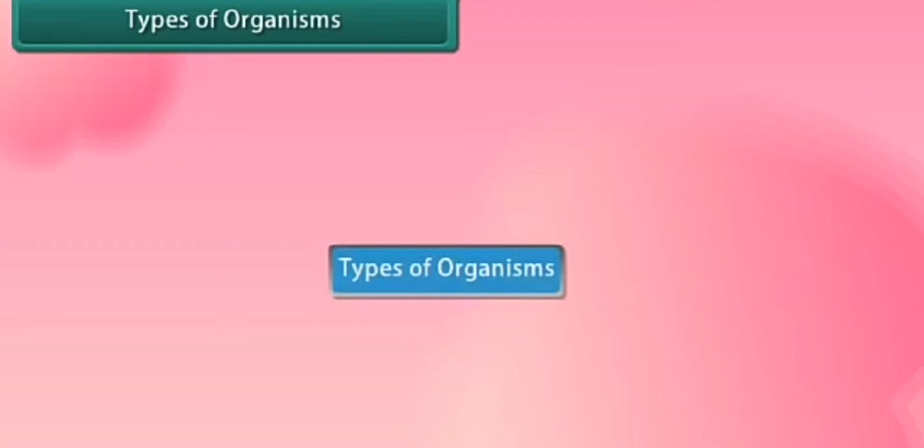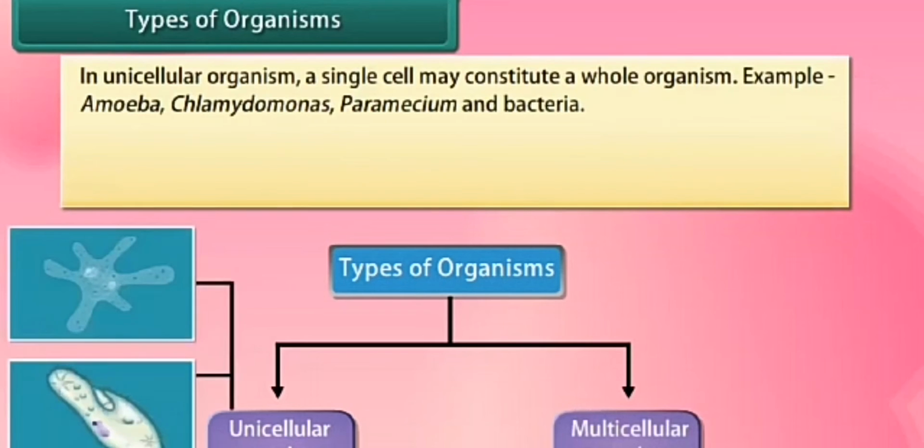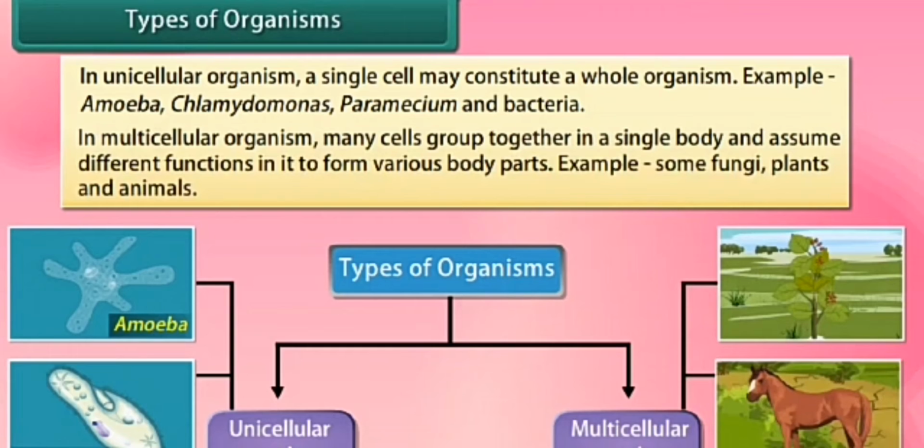Types of organisms. Unicellular organisms, multicellular organisms. In unicellular organisms, a single cell may constitute a whole organism. Example, amoeba, chlamydomonas, paramecium and bacteria. In multicellular organisms, many cells group together in a single body and assume different functions in it to form various body parts. Example, some fungi, plants and animals.